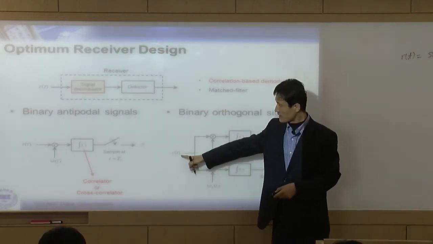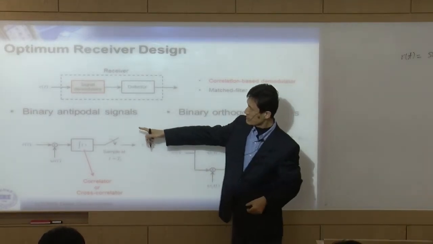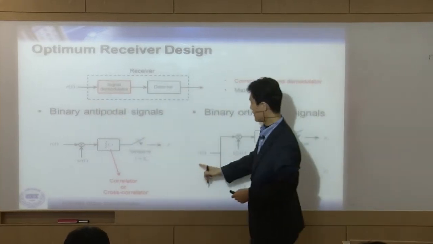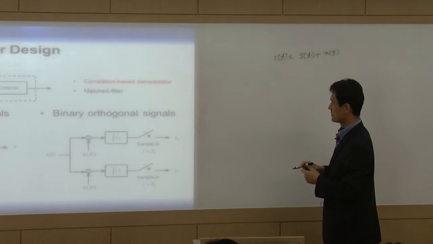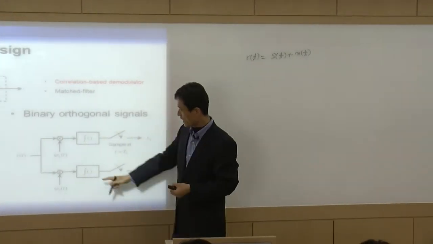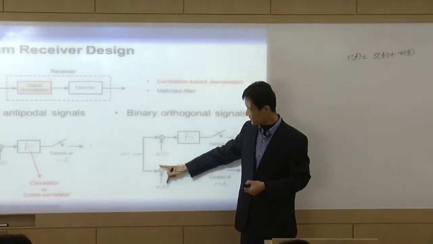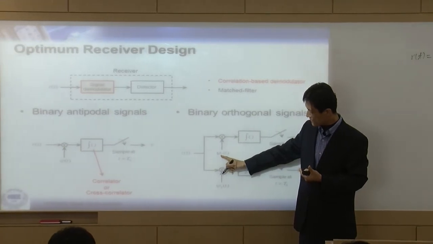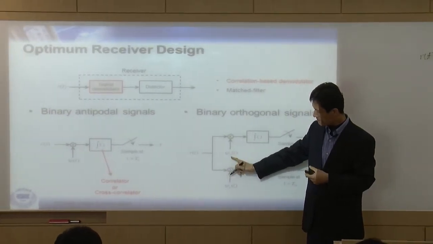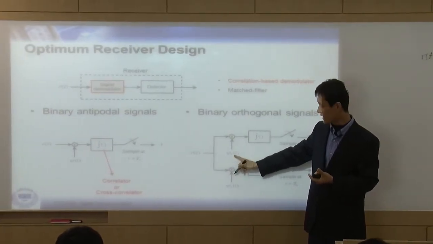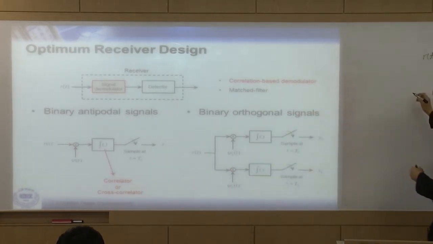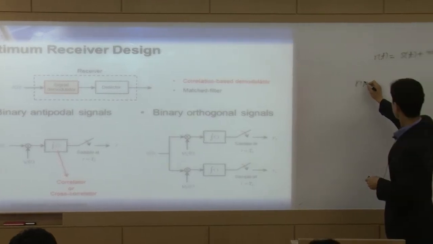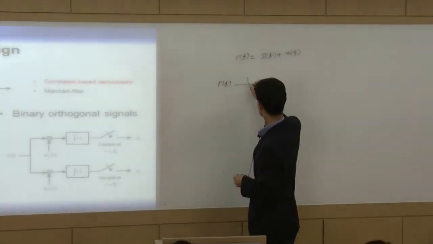So we get r(t) as the input, right? That's what we see here. r(t) is the input. And we know that r(t) is s(t) plus n(t). And we have some signals called psi. We have psi 1 and psi 2. So let me draw it here. We have r(t) that goes in.